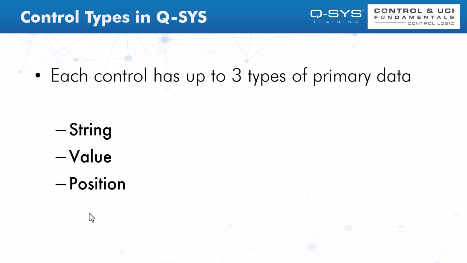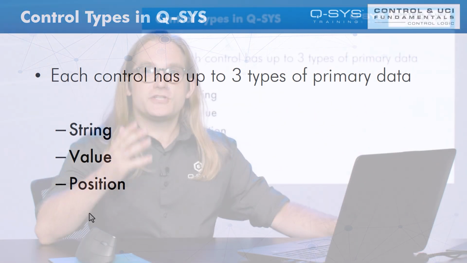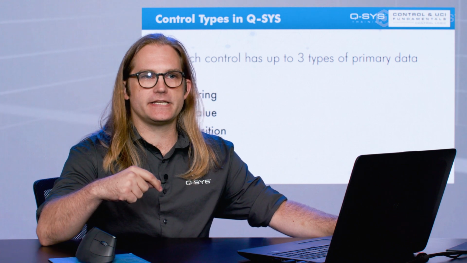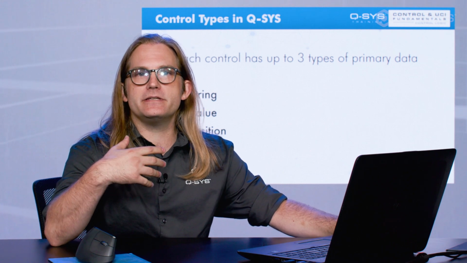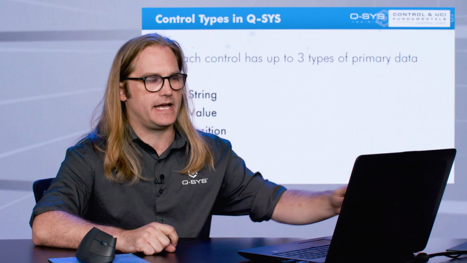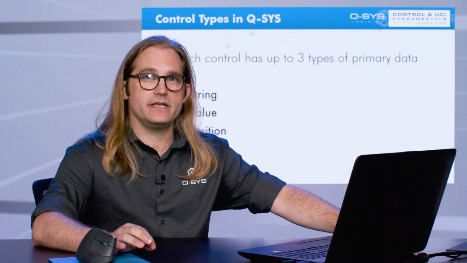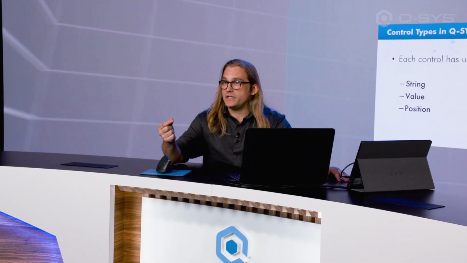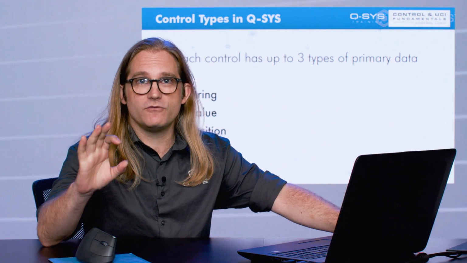Now, every single type of control in Q-SYS has up to 3 different types of data. You have string, value, and position. The string is the textual representation of the button or the control. So in the case of, let's say, something like a gain knob, if the gain knob is set to 20 dB, the string would be 20 dB. It's the full written out description of what that control is set at. The value, on the other hand, is a numerical representation of that button or control. That being, if it is 20 dB being our gain knob, the value would be 20, just that numerical representation of what it's set at.